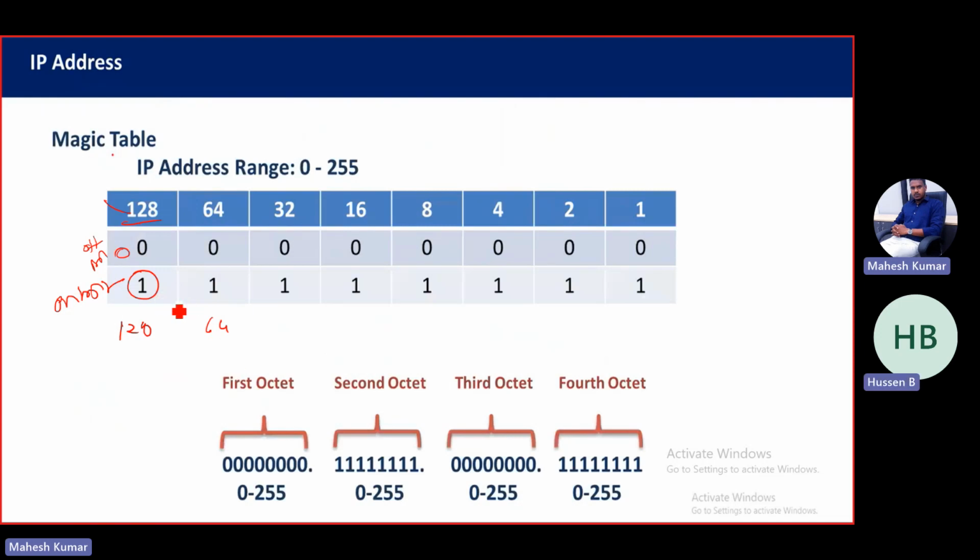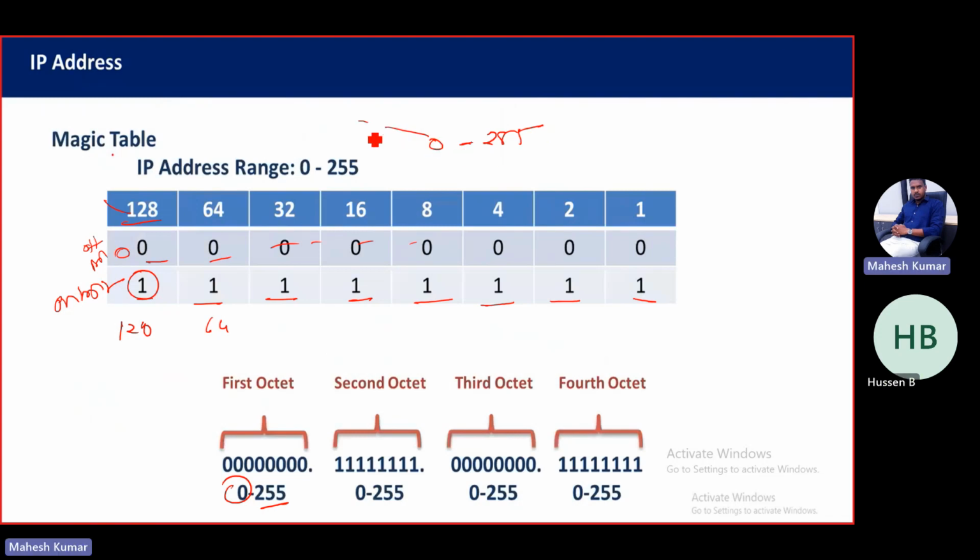If all 8 bits are on, like 11111111, then the complete value will become 255. If all are 00000000, then the complete value will be 0. So our binary or our IP address range is from 0 to 255 maximum.